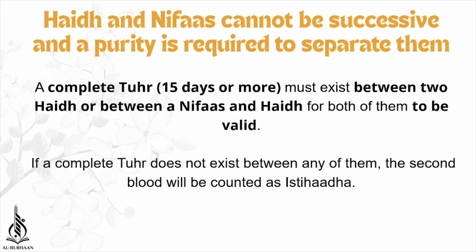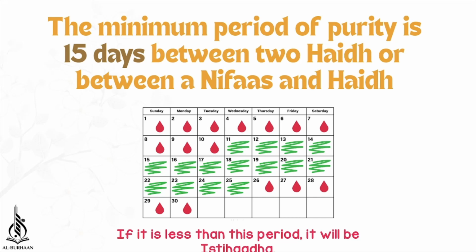So any bloods that occur in that tuhar period, in that separator period of 15 days, cannot be taken as hays, cannot be taken as nifas, etc. It will be istihaadhah. So the minimum period of purity is 15 days between two hays or between a nifas and a hays.